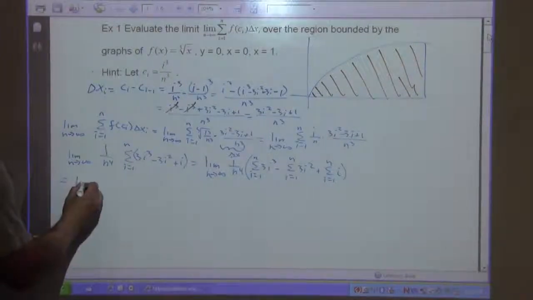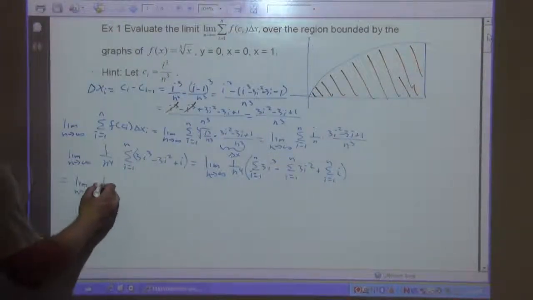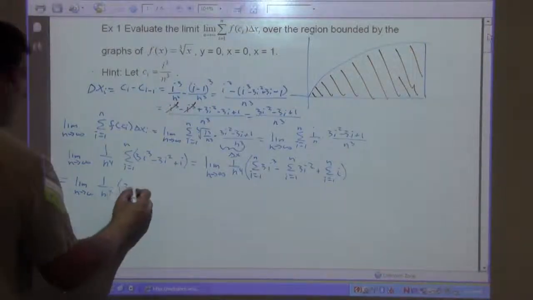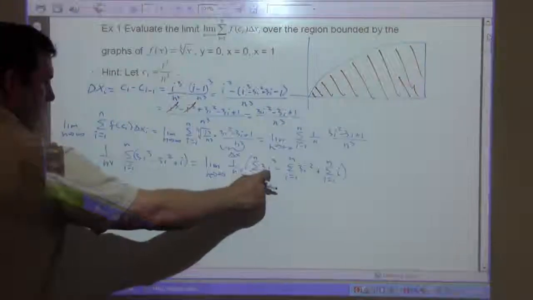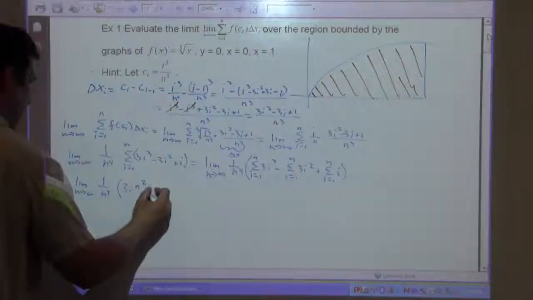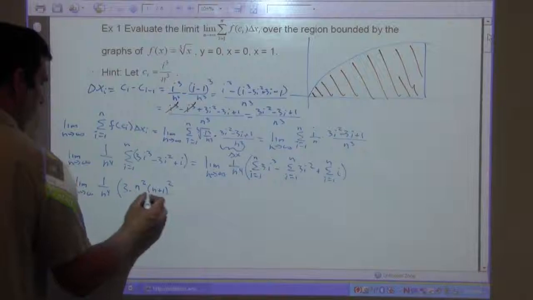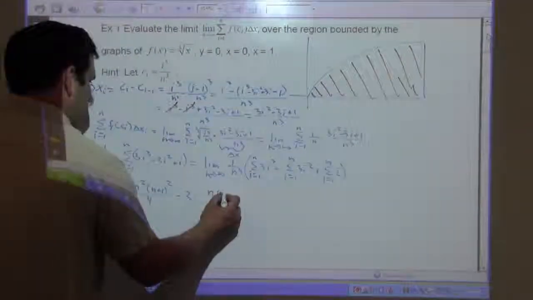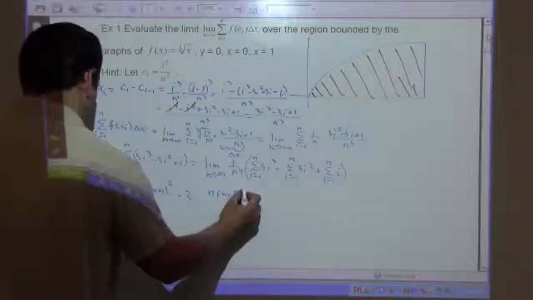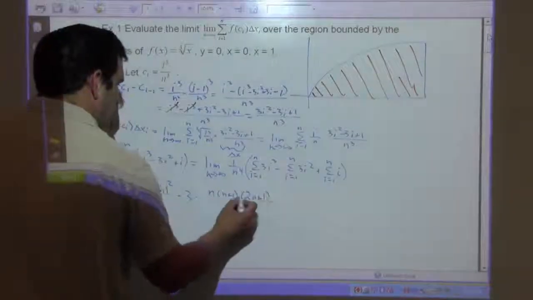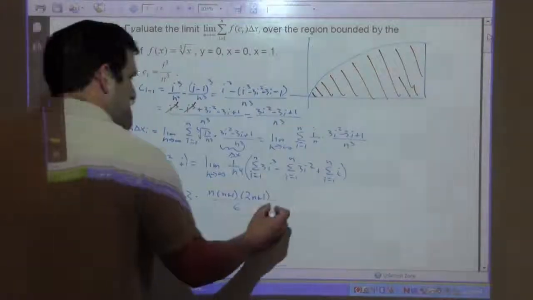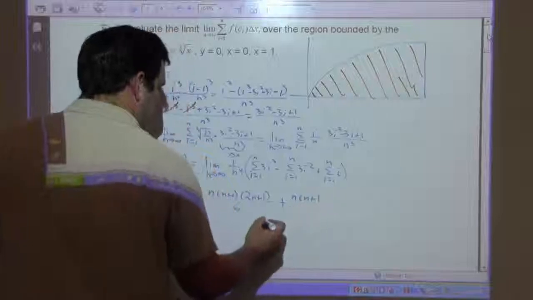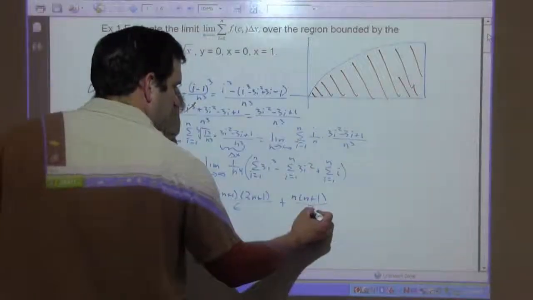This becomes the limit as n goes to infinity of 1 over n to the fourth of 3 times, from this 3, i cubed is going to be n squared times n plus 1 squared over 4, minus 3 times n plus 1 times 2n plus 1 over 6, plus, and from the i, that's n times n plus 1 over 2.